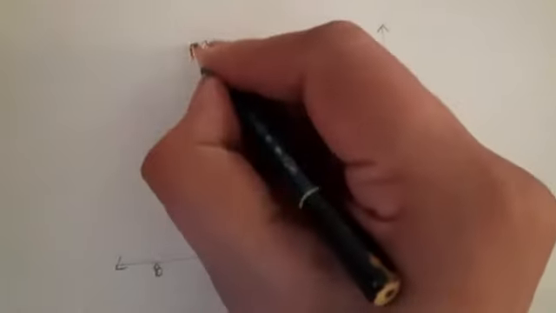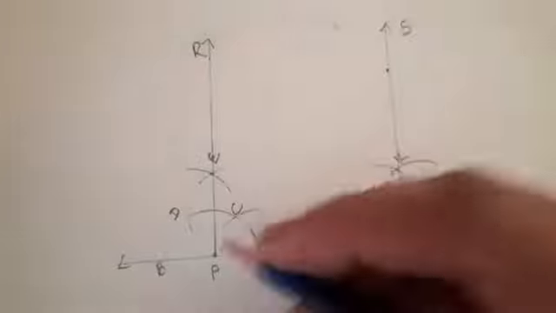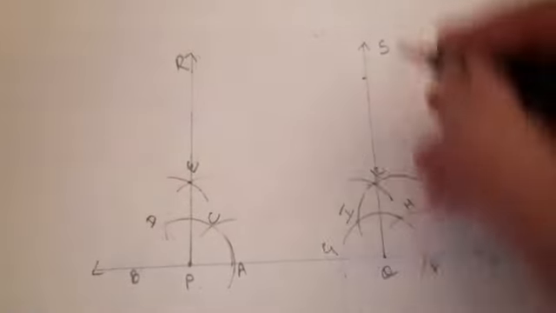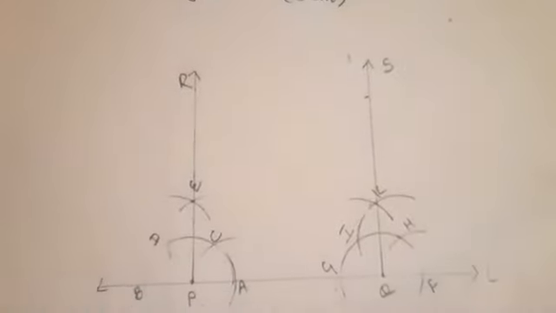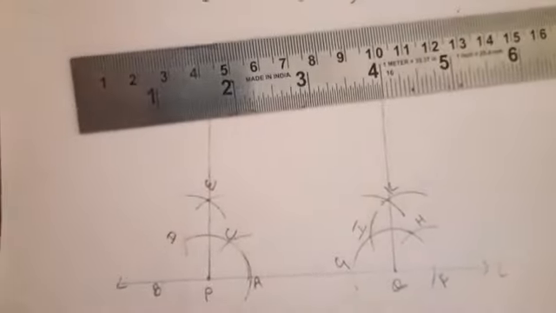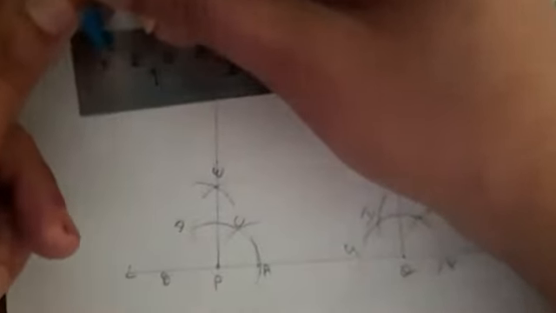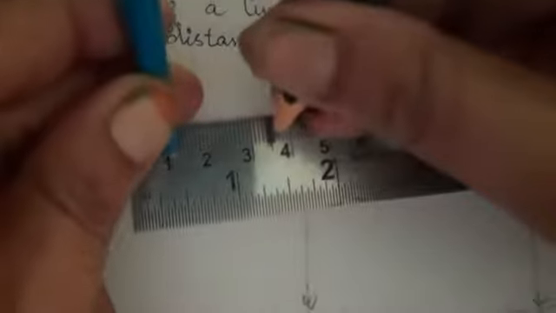Now this is R and this is S, that is PR one line, that is ray, and QS is another line, another ray. Now we have to construct a parallel line at a distance of 3 centimeter. So using a ruler, now we have to measure 3 centimeter.